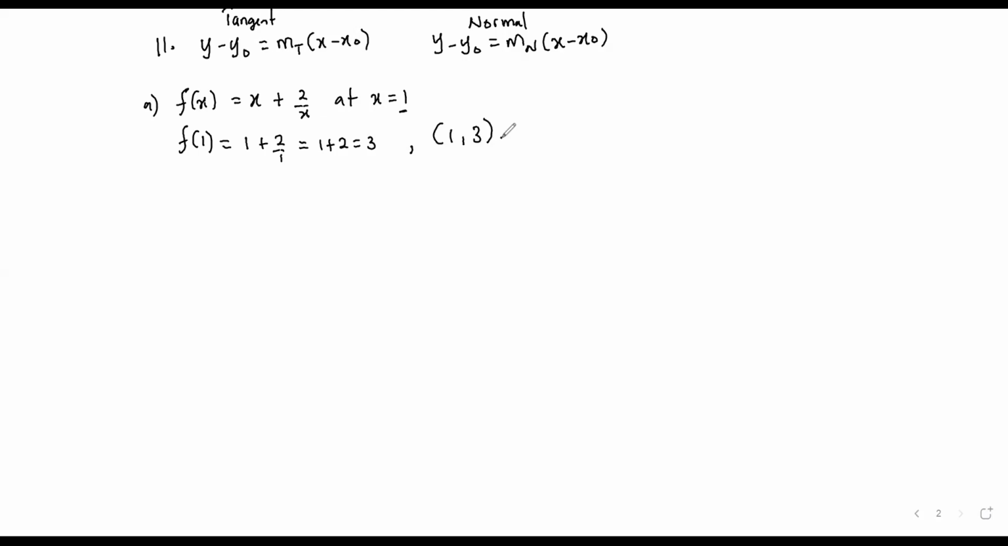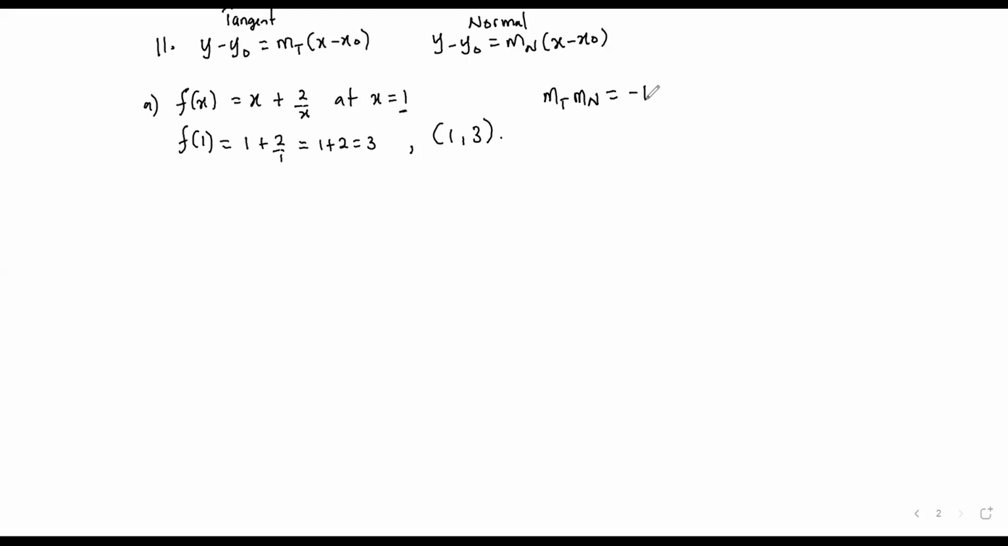The question says at the given point, but we're only given the x value of the point. So we need to find the full point. So I get the x given, substitute in the function to get the y coordinate. Then from there, I'm now looking for the mt and the mn. I'm going to find the mt first, but then I know that the mt multiplied by the mn would actually give us -1.